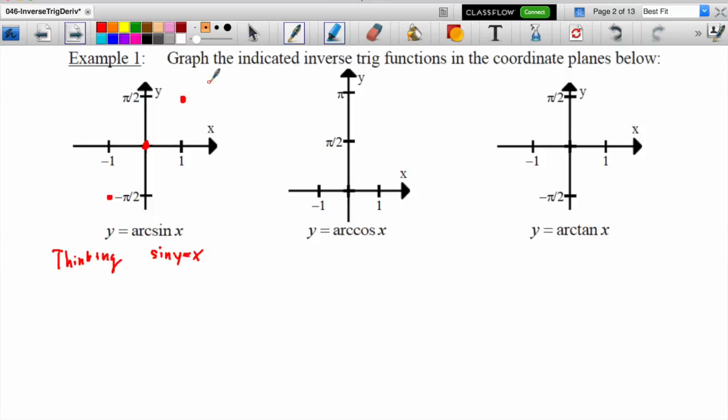Now, don't just connect them with a straight line. That'd be really wrong. What they look like is sine, if you switched the axes around. That's what this should look like. So something like this.